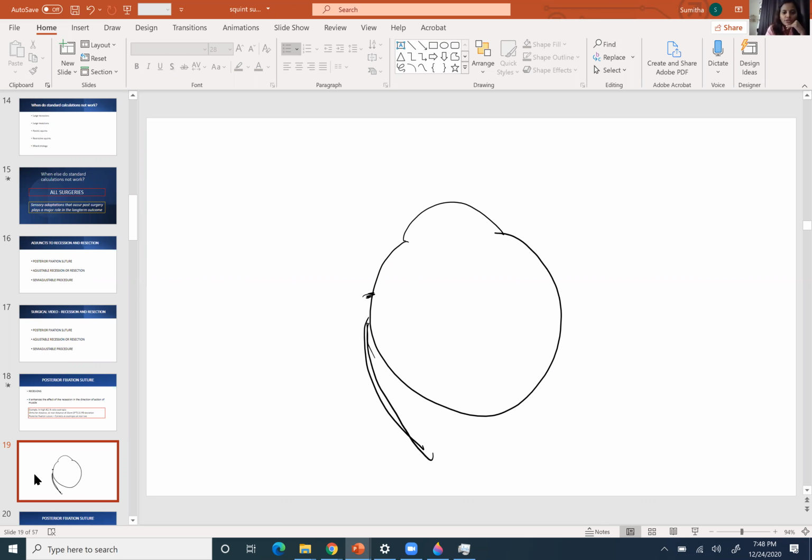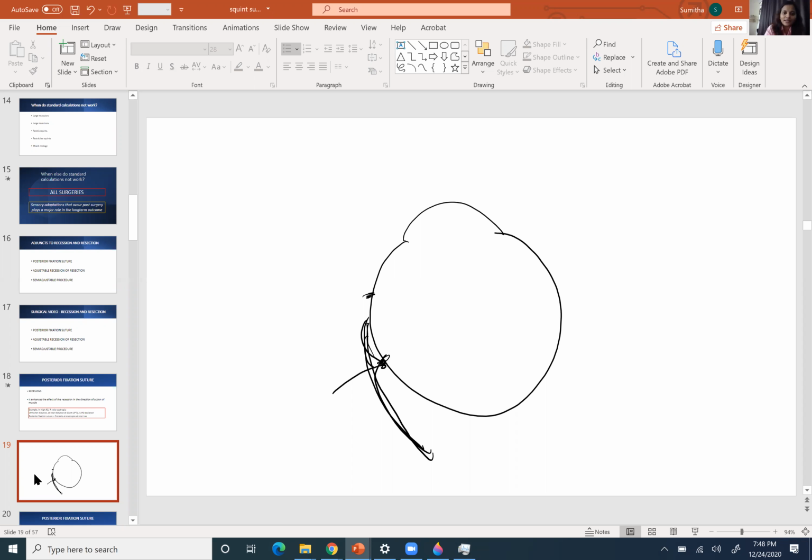So posterior fixation suture is when you pass a suture from the muscle to the sclera about, say, 8 mm or 14 mm. So it can be anywhere between 8 to 14 mm behind the muscle and to the sclera.